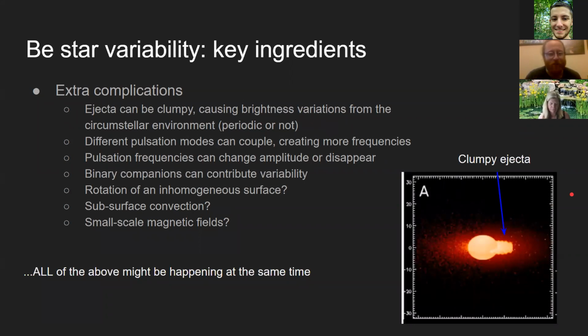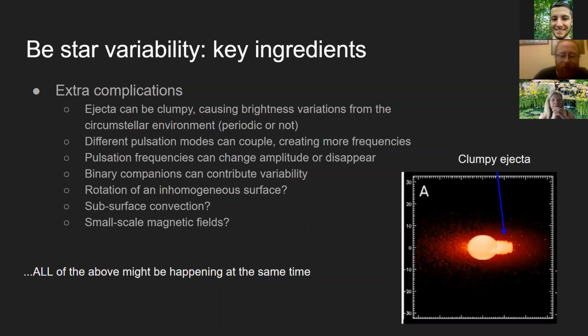All right, so on top of all that, there's extra complications I won't focus on too much. But it's good to know that when a BE star is ejecting mass, often it's very inhomogeneous. It can be clumpy. So there can be periodic or cyclic variations at the orbital frequency close to the star. You can have different pulsational modes that couple, which create even more frequencies in the frequency spectrum.